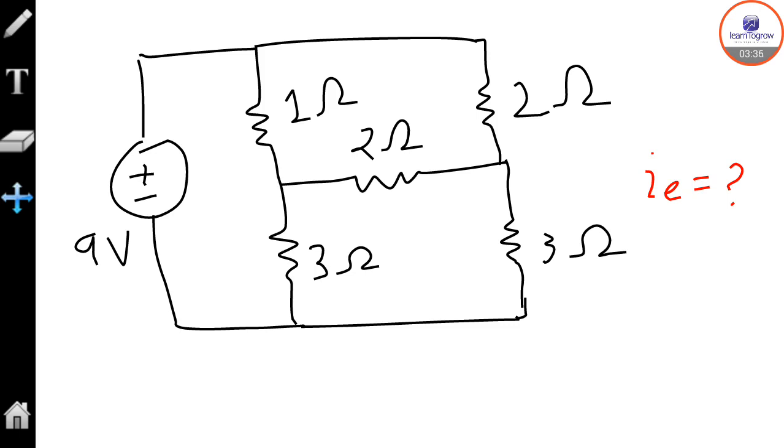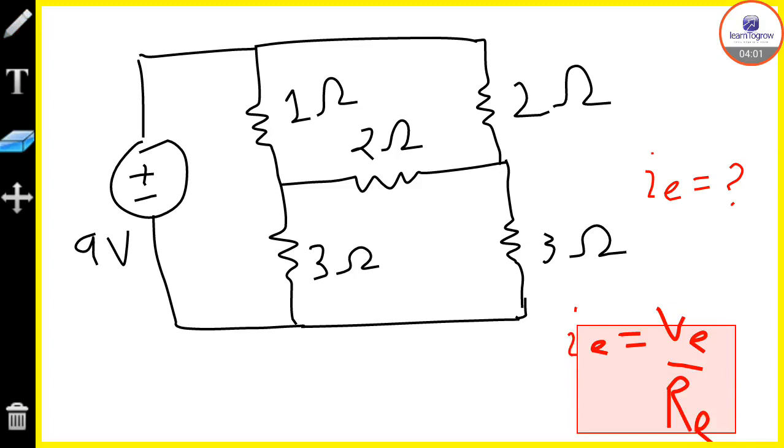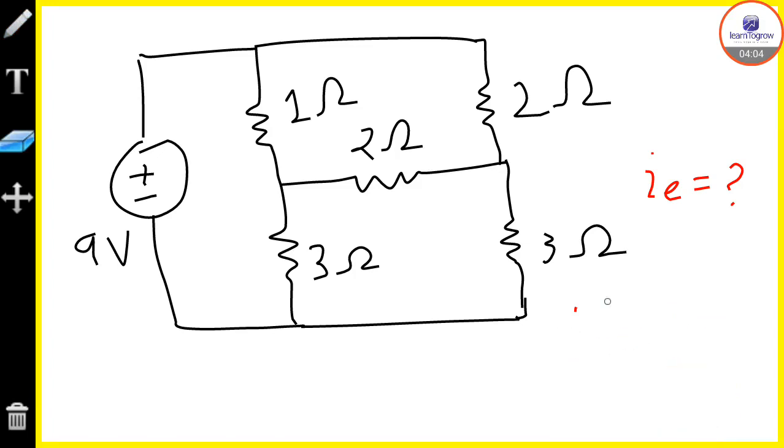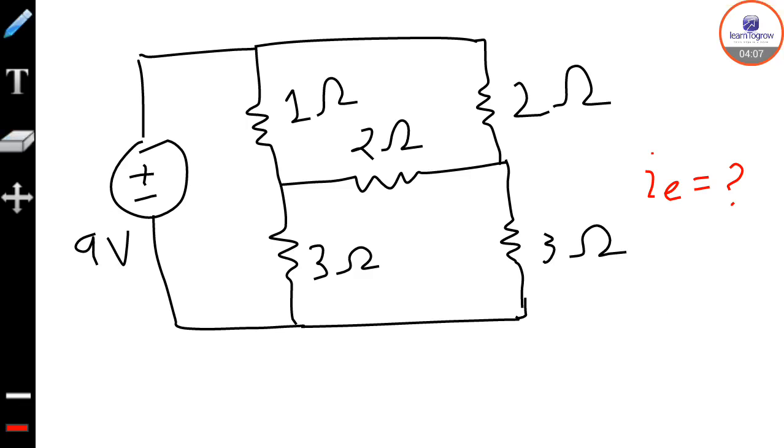The question is asking us for I equivalent. For I equivalent, we must know R equivalent, because I equivalent is basically V equivalent upon R equivalent. We have V equivalent of 9 volts. We will try to get R equivalent, so we will get I equivalent from this formula. This formula is from Ohm's law.